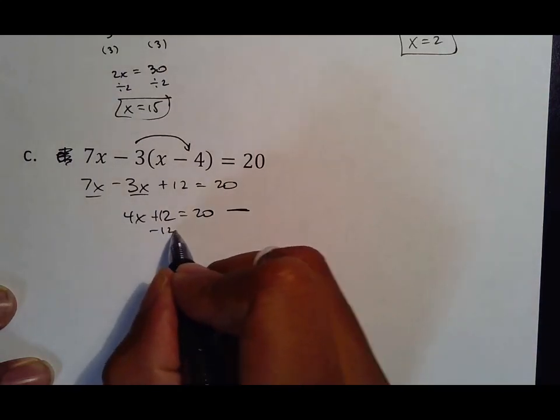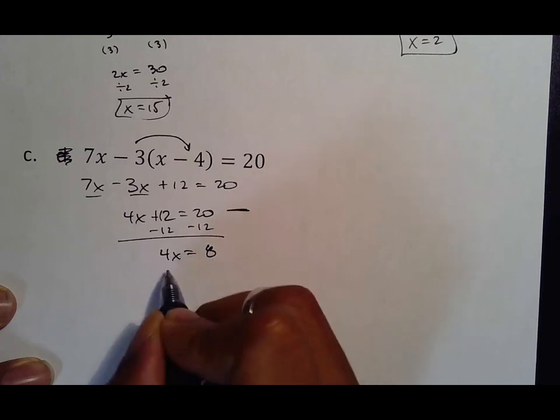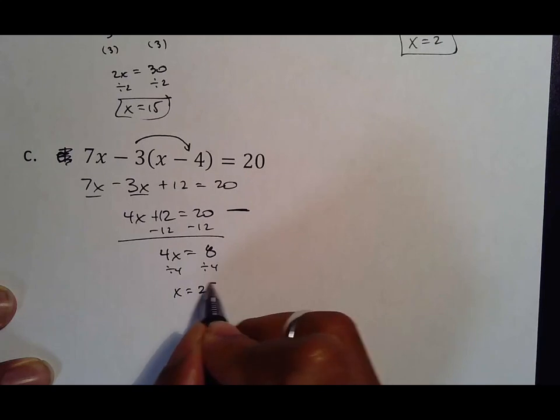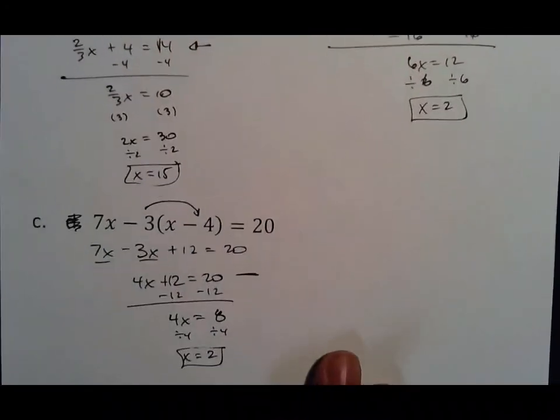So I will subtract 12, 4x equals 8. I will divide by 4, x equals 2, and that is all. Again, this is really not a tough thing to do.